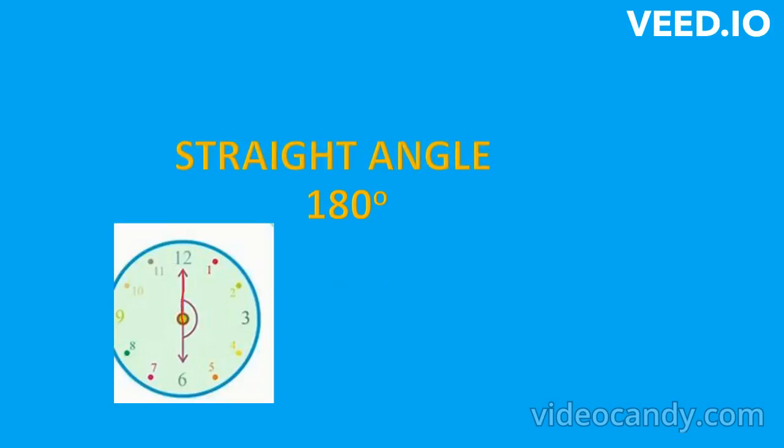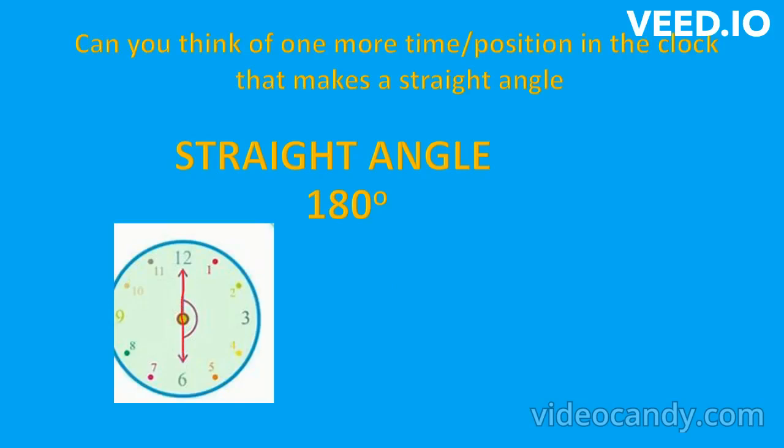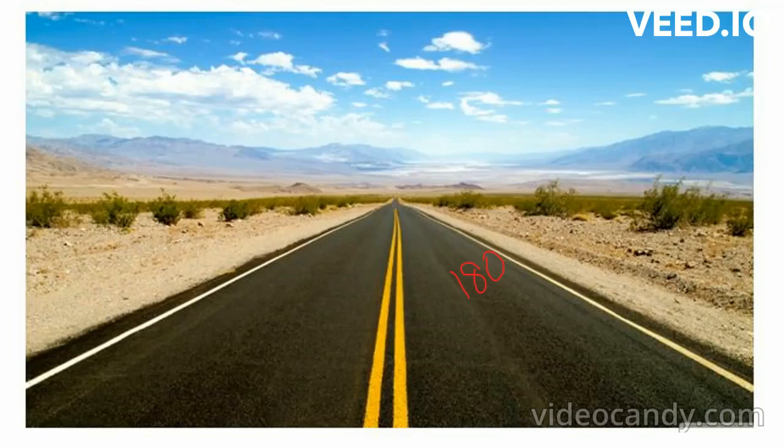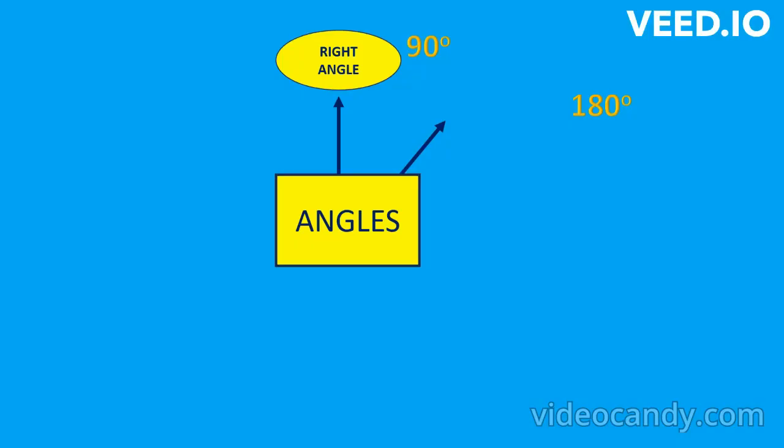These are some real life examples. See, the minute hand and hour hand are straight in line. Can you think of one more time or position in the clock that makes a straight angle? These are all some examples of straight angles. The lines here are also straight. So we have learned about straight angle, which is 180 degrees.